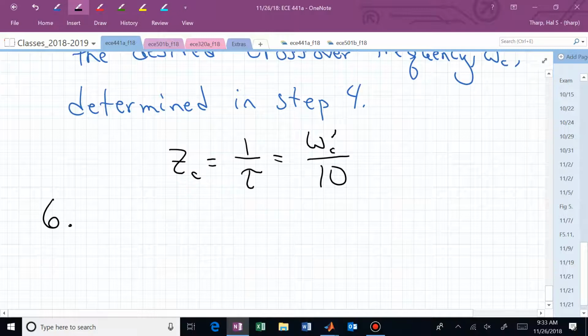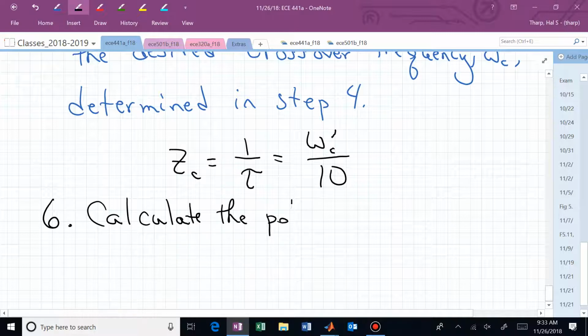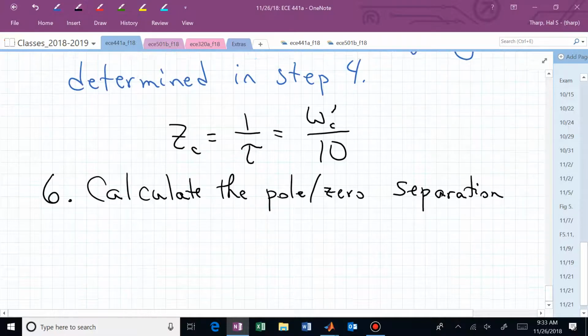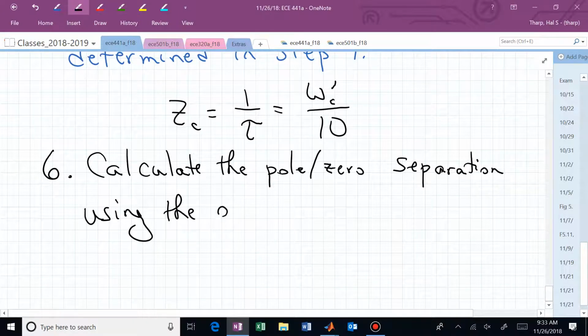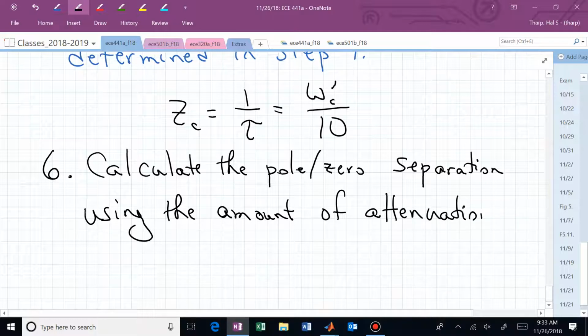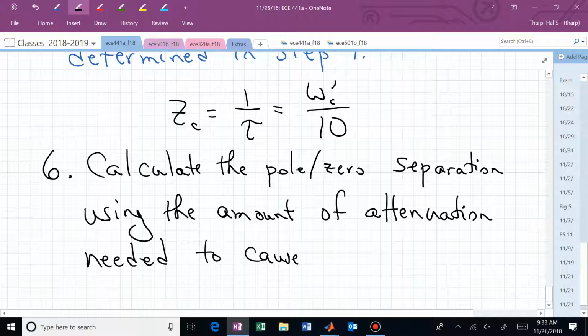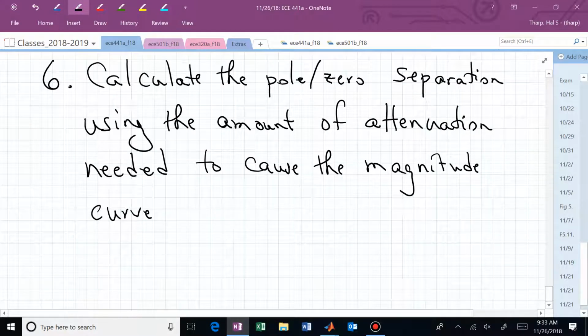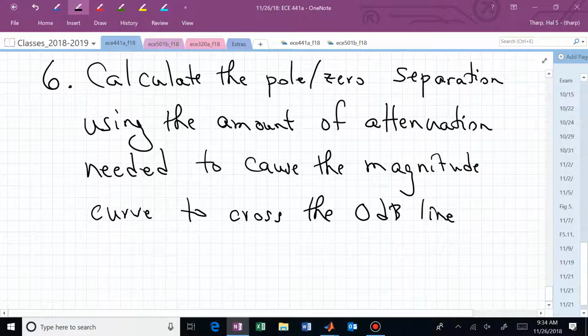The next thing we need to do is figure out where to put the pole. So now we calculate the pole 0 separation using the amount of attenuation that is needed to cause the magnitude curve to cross the 0 dB line at omega sub c prime.